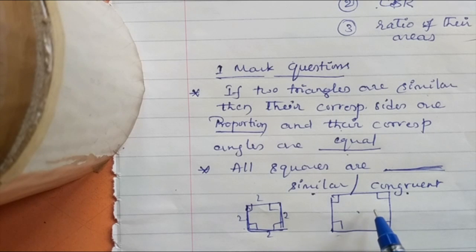If a square is bigger, all angles are still 90 degrees, on the smaller square or the bigger square. Angles are always 90 degrees, but sides are not the same. The smaller square has less length. The bigger square, suppose it has 4 centimeters in length. Look at this square, all four angles are 90 degrees. Even here, 90 degrees.